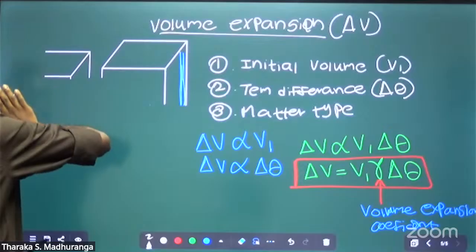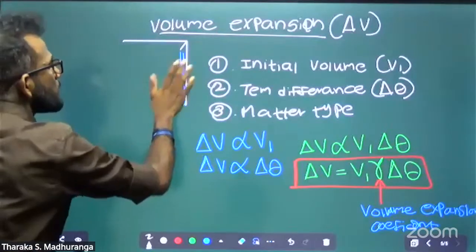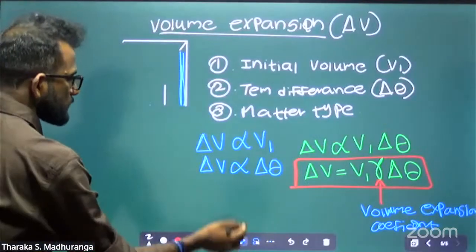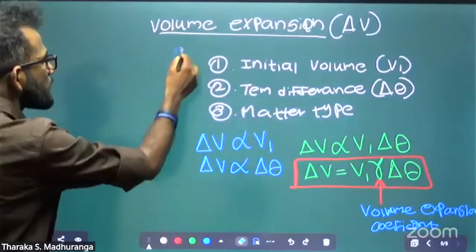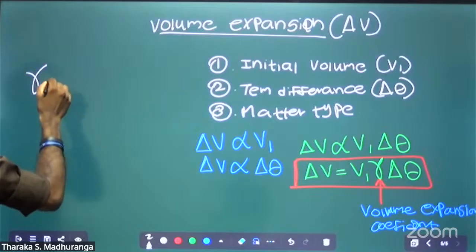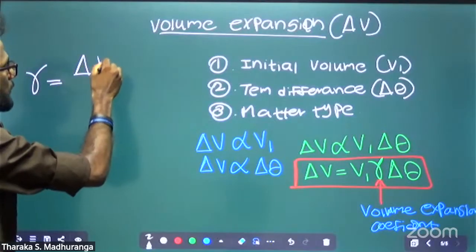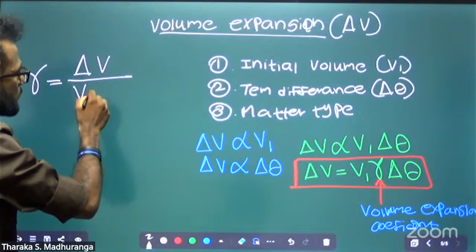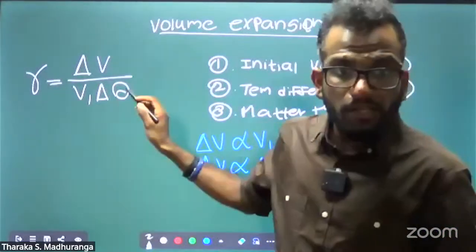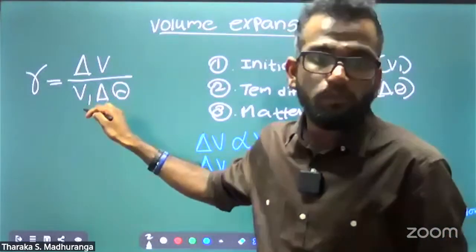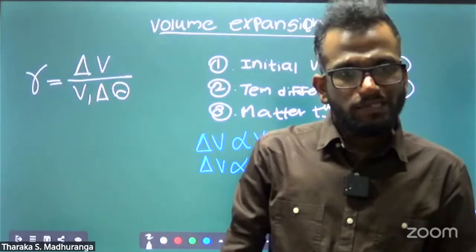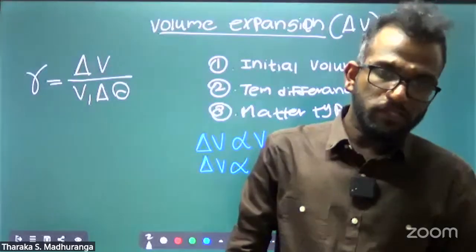Okay, see this. Samely, we can define the gamma the same as previously. Now I can isolate the gamma: gamma equals delta V over V1 delta theta. We define the gamma as the amount of volume increase when the temperature of a unit volume of any matter increases by 1 degree. That we call gamma, the volume expansion coefficient.